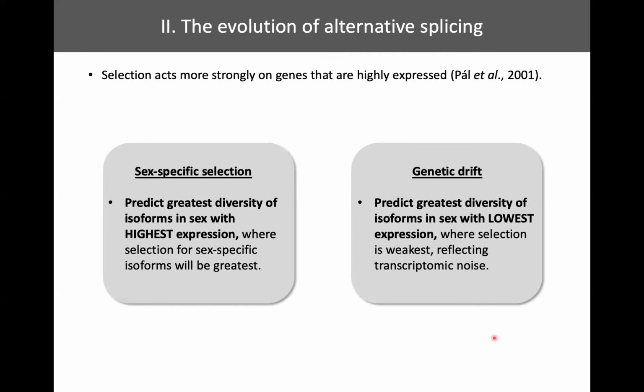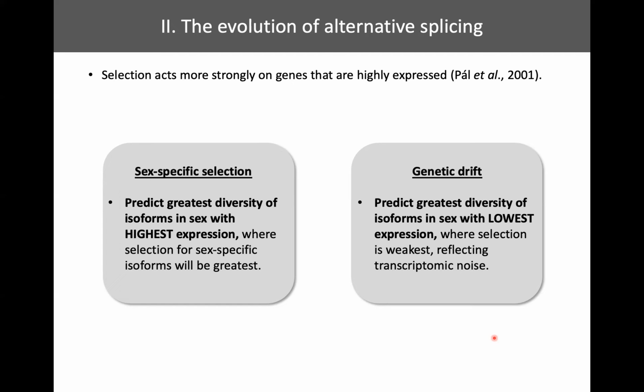So if you remember earlier, the heat map indicated that patterns of splicing evolve rapidly, and we wanted to find out why this was. Specifically, we wanted to test whether this rapid rate of evolution was a product of sex-specific selection or genetic drift. In order to test this prediction, we used regulatory variation as a proxy for selection. So the more diversity of alternatively spliced isoforms, the more selection.